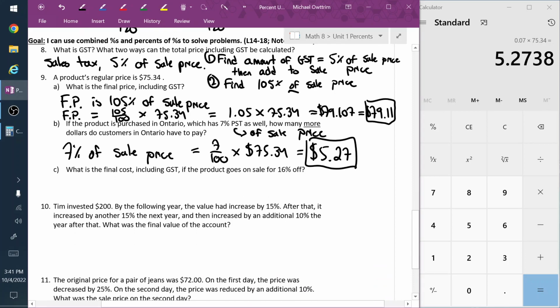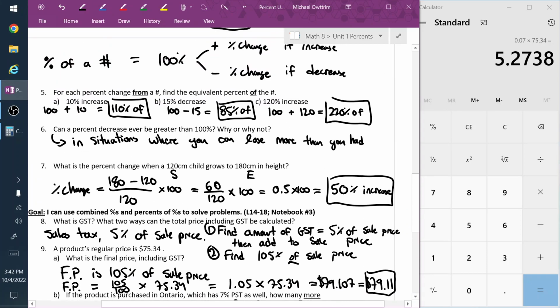In our last part of this question, we want to know the final cost, including GST, if the product goes on sale for 16% off. So this is a 16% decrease, and so we could say our final price will be equal to our 105% for GST of our sale price. However, our sale price here is going to be 84% of the regular price. How did I get my 84? That's from 100 take away 16 gives me 84.